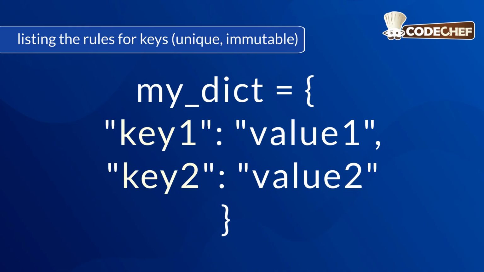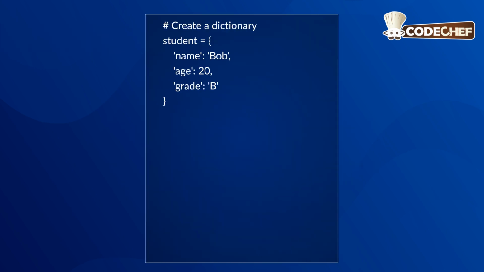The key can be a string, a number, or a tuple, but it must be unique and immutable. The value can be anything: a string, a number, a list, or even another dictionary. Let's create a dictionary to store a student's profile. We can then access values by placing the key in square brackets. To get the student's name, we use student['name'].